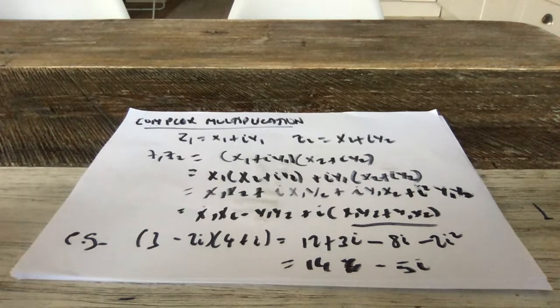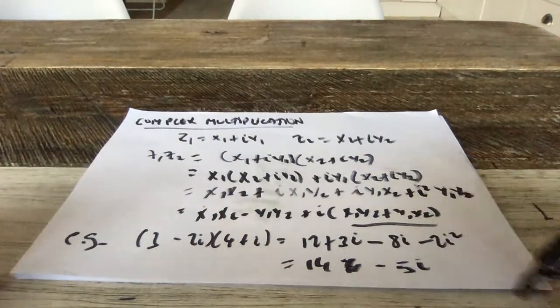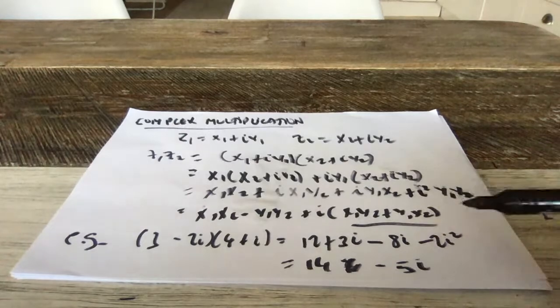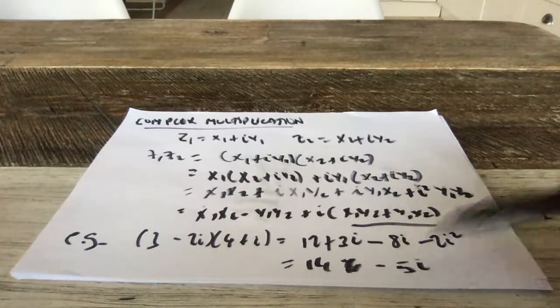And if we're asked for the conjugate of this, then it would be 14 plus 5i. The real part is 14. The imaginary part is minus 5.